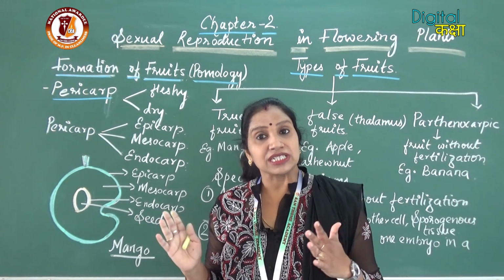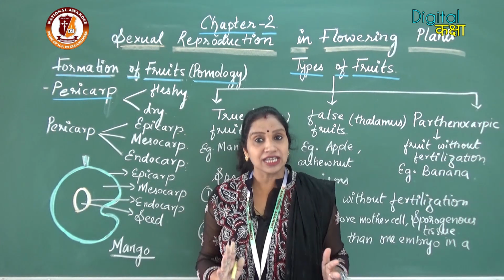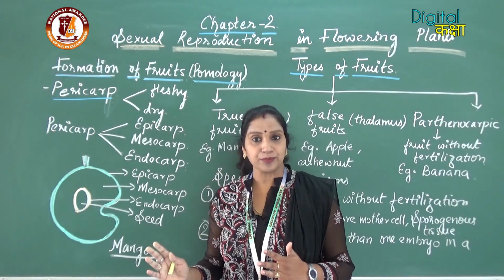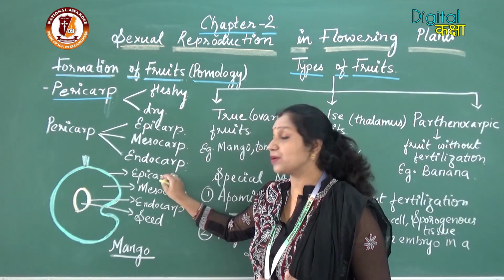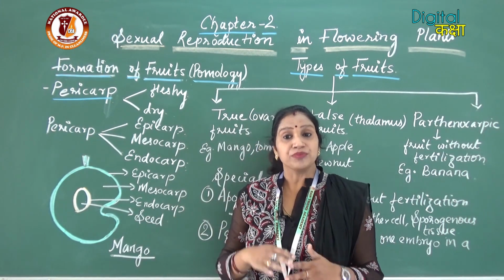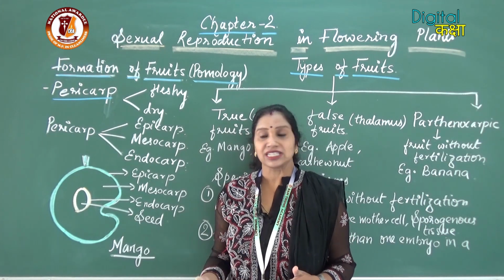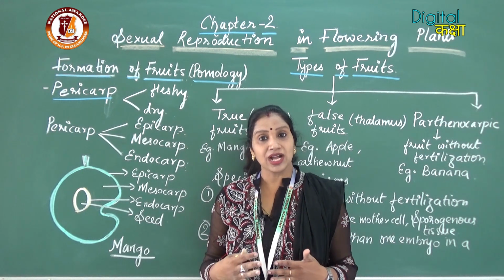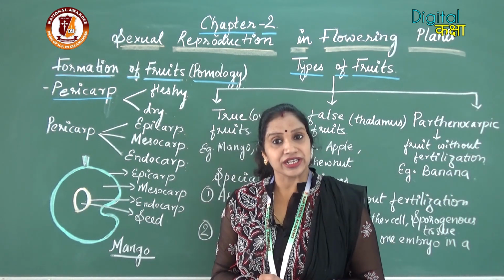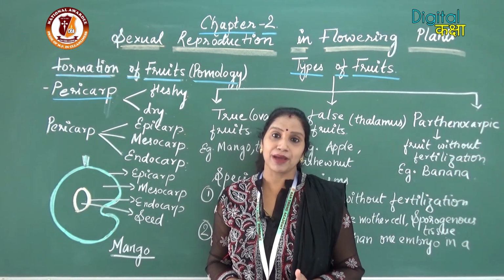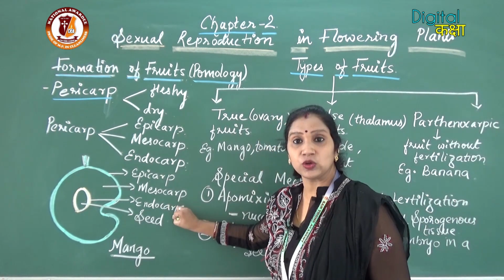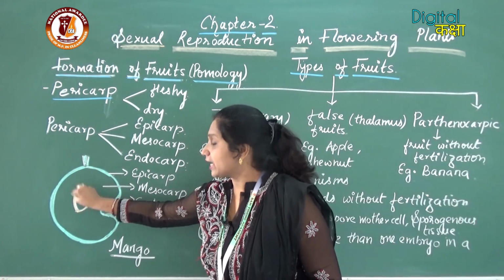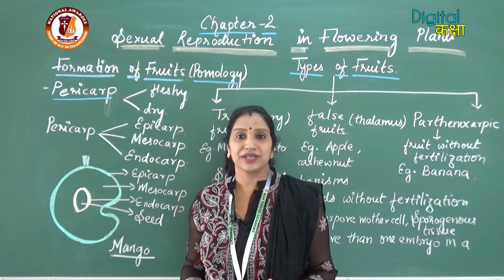The outermost green or the yellow covering in case of ripe mango, that is the epicarp. Inner to the epicarp, the fleshy part which we eat, that is the mesocarp, and inner to the mesocarp, a membranous covering which surrounds the seed of the mango, that is the endocarp. Now inside the endocarp, the seed is present.